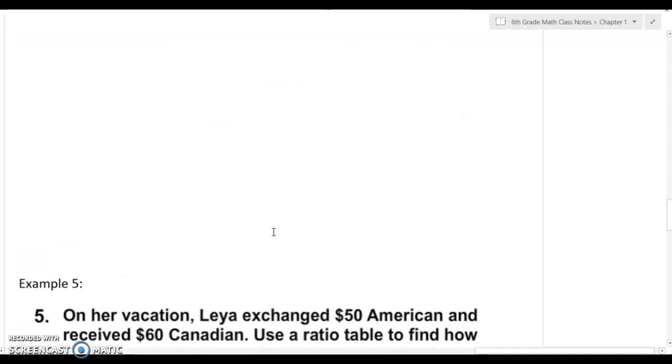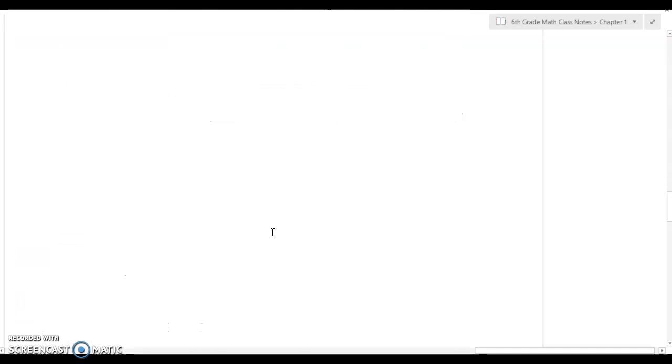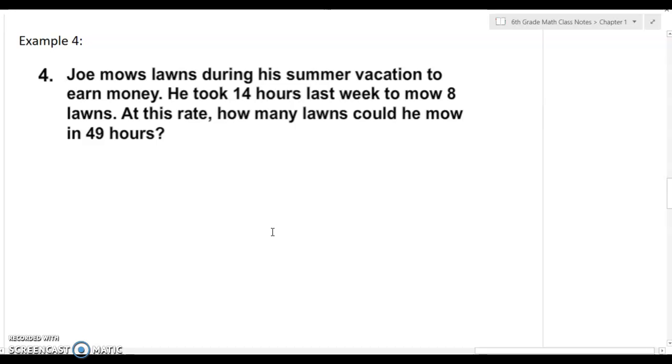All right, let's try another one. So let's try this one. This one I want you to try to set up on your own. So read it to yourself and think about the 2 units that you would use and go ahead and try setting it up. So push pause and then check your work.